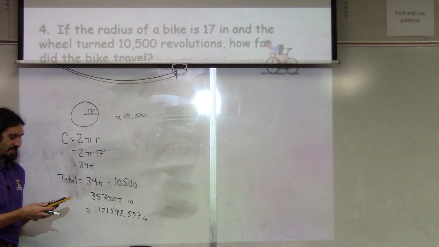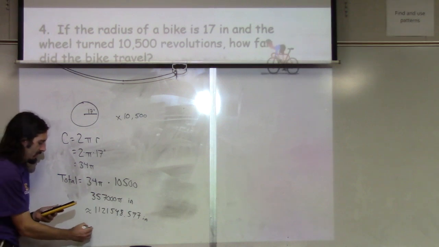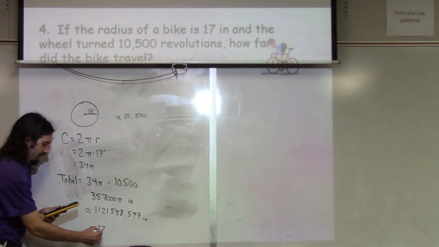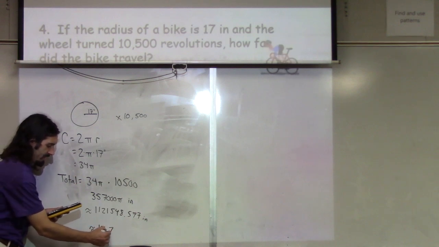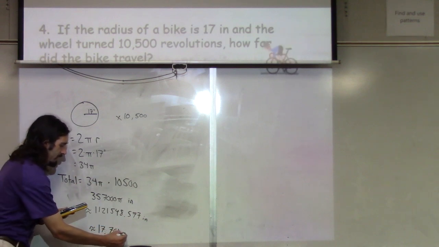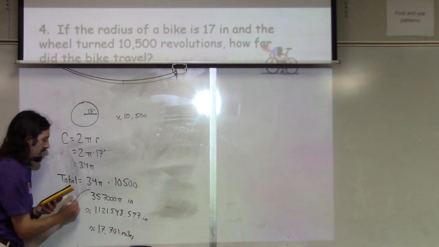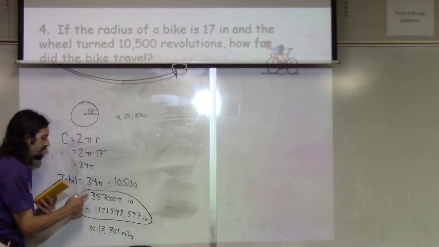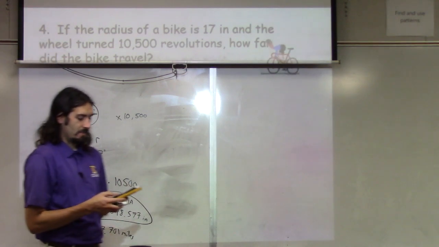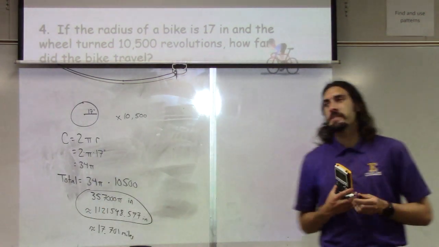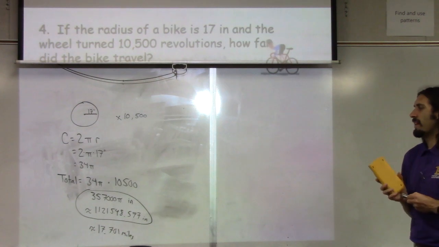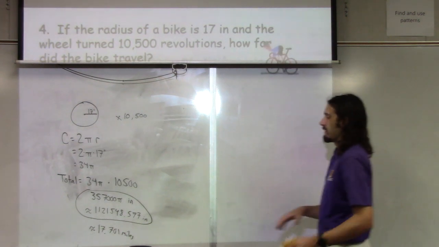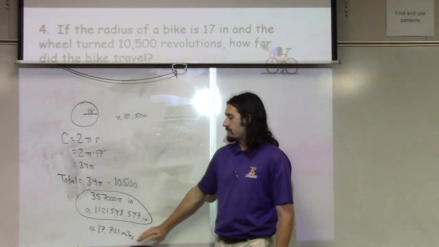If you are curious, let's see, we can divide by 12 to get feet. We can divide by 5,280 to get miles. And it is roughly 17.701 miles. So it gives you an idea. I'll tell you up front, I really like that exact answer with pi in it. That will be my preference. But let's be honest, you're eventually going to convert it into something that's more meaningful, whether pure inches or miles.